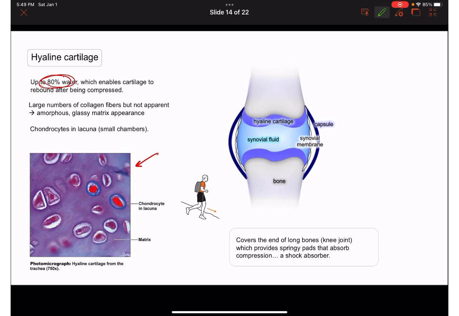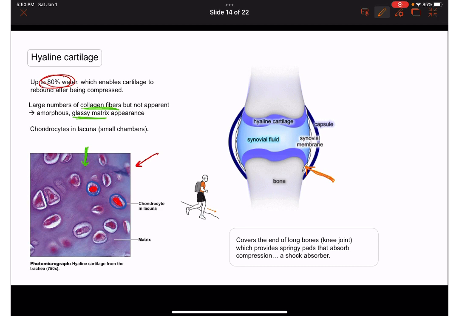Now there are fibers in hyaline cartilage. In fact, there's large numbers of collagen fibers there, but you just can't see them in the extracellular matrix. For some reason, maybe it's because there's so much water in there, I'm not sure. But you can't see the collagen fibers there. And so what you're left with is this kind of glassy appearance to the hyaline cartilage. So cartilage is found lots of different places throughout the body, but one of the places we find hyaline cartilage is on the ends of long bones.